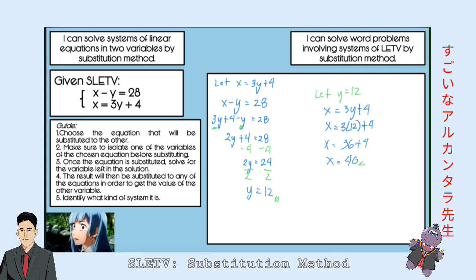So the password will probably be 40 and 12 because 40 minus 12 is 28. 40 is equal to 36 plus 4. So that's it. So your answer here is an ordered pair, 40, 12. So that's the password, 40 and 12. That sequence. This is intersecting lines if you graph it. If you need to graph it, it's intersecting. What kind of system is this? Consistent and independent.